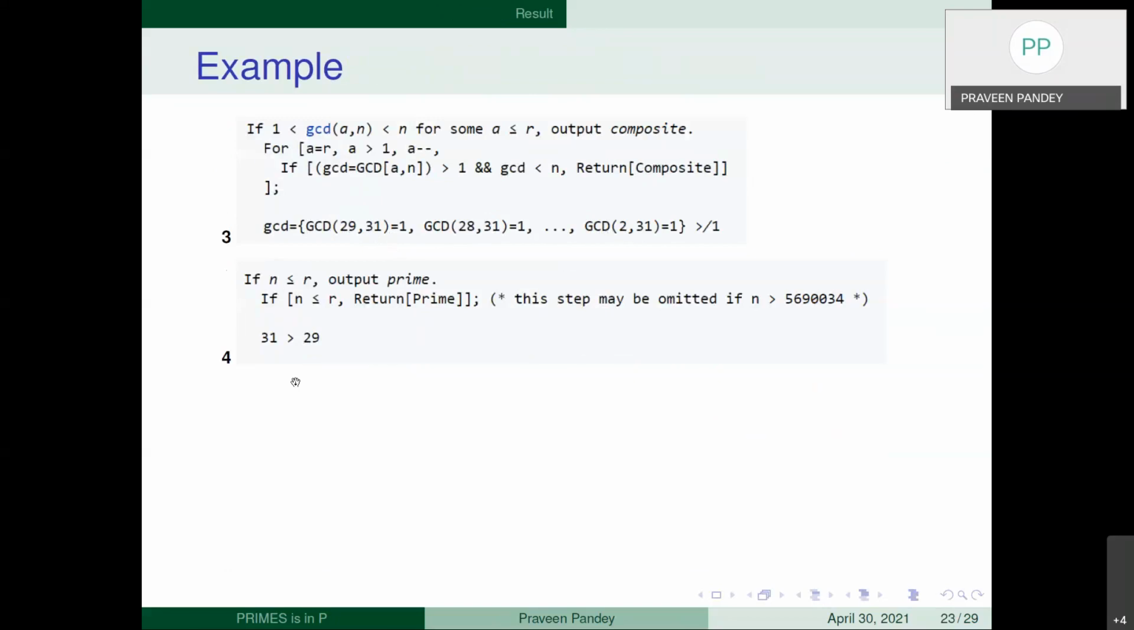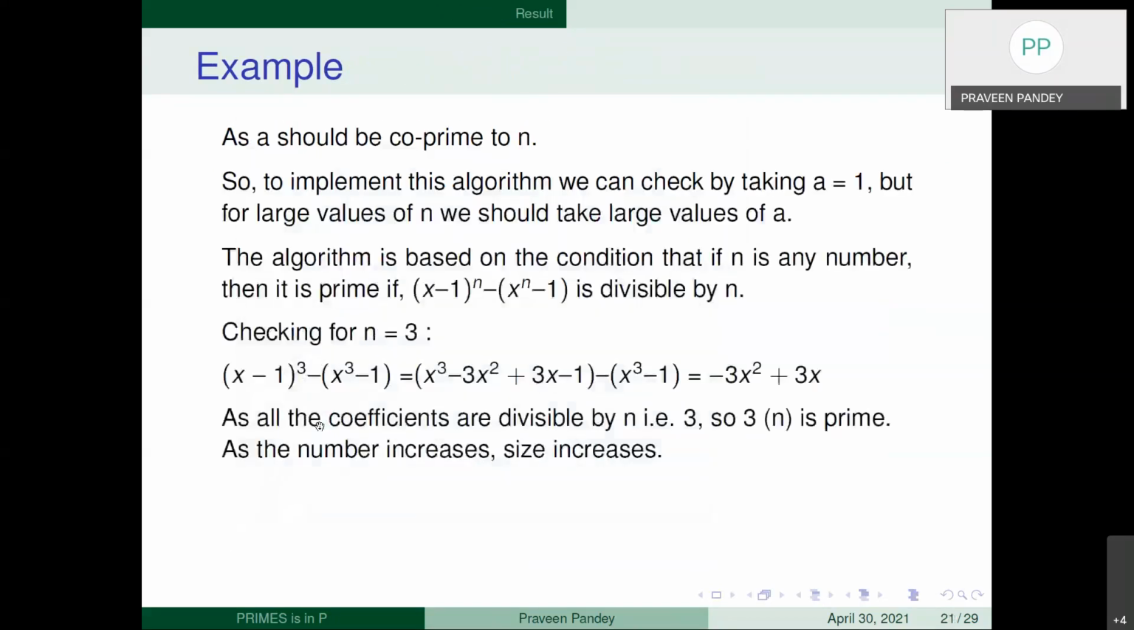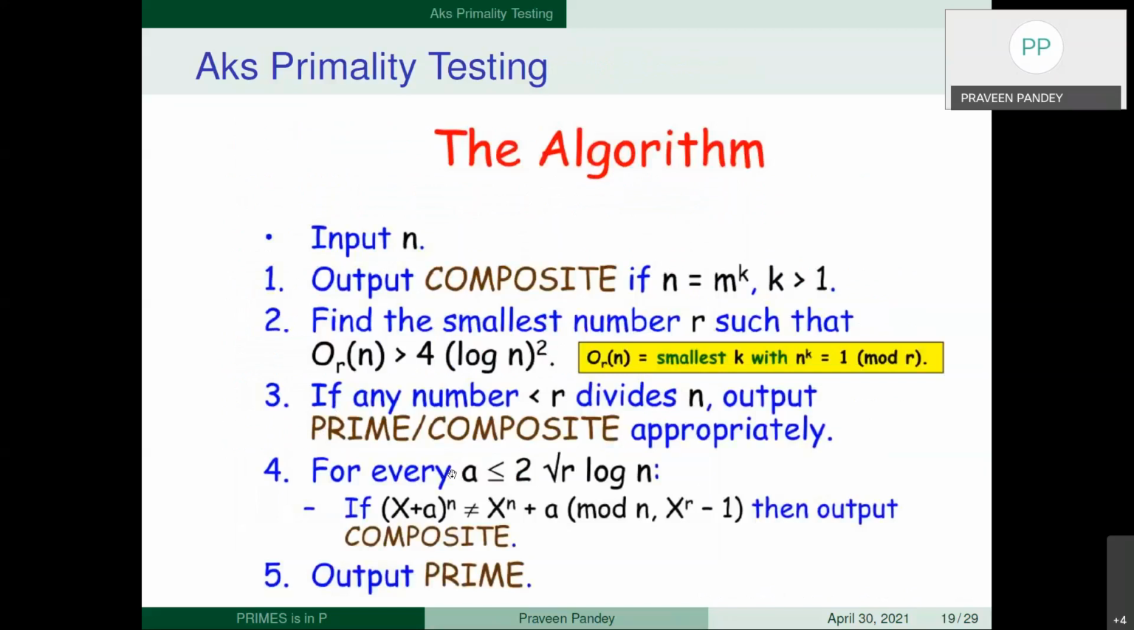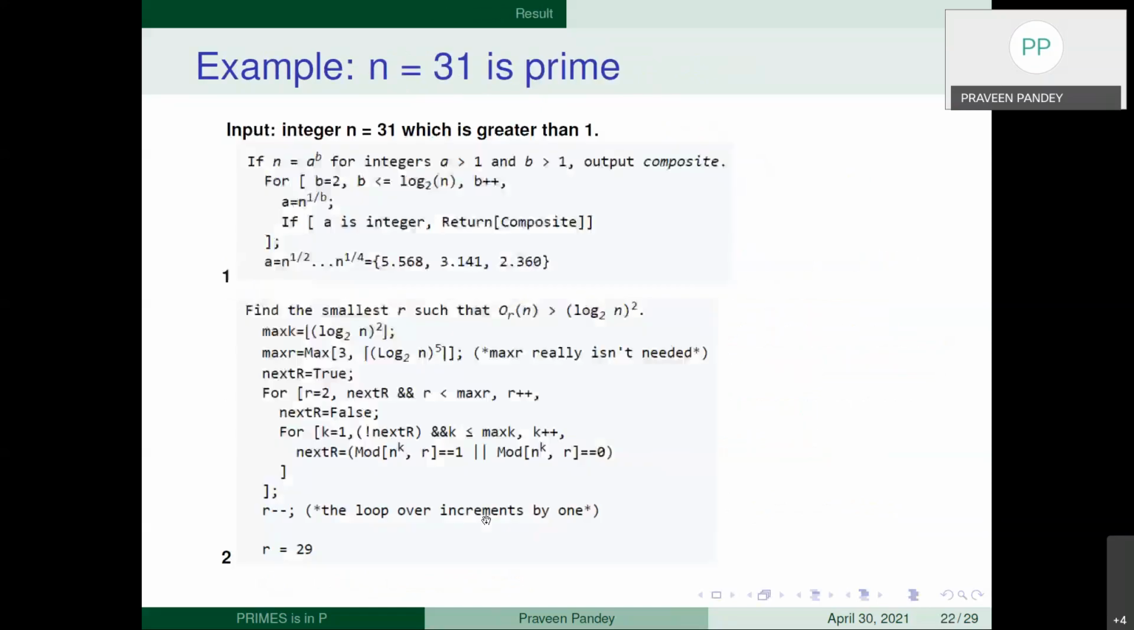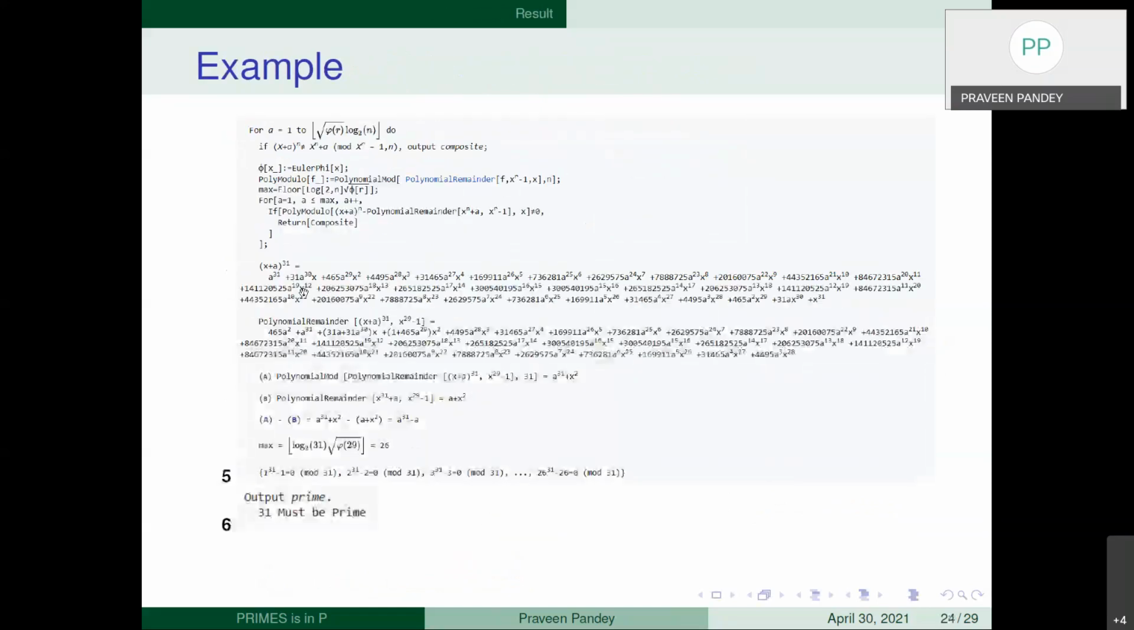After we are done with the computation, we go through every a less than 2√r log n. If (x + a)^n is not equal to x^n + a mod (x^r - 1, n), we can compute the difference of both of these terms. If we get 0 every time, then we can finally conclude that we have a prime number. This is step 5.